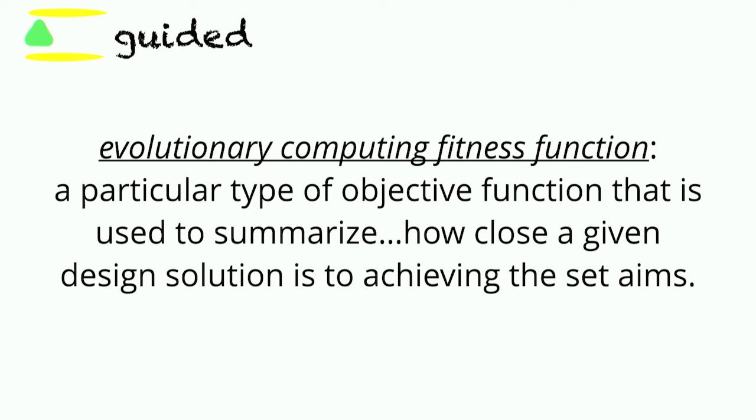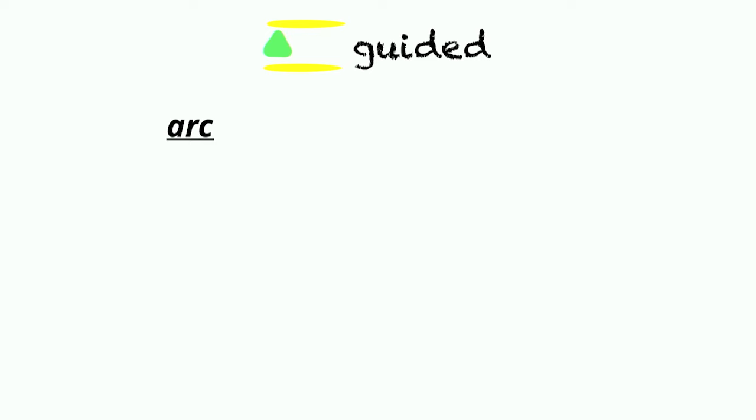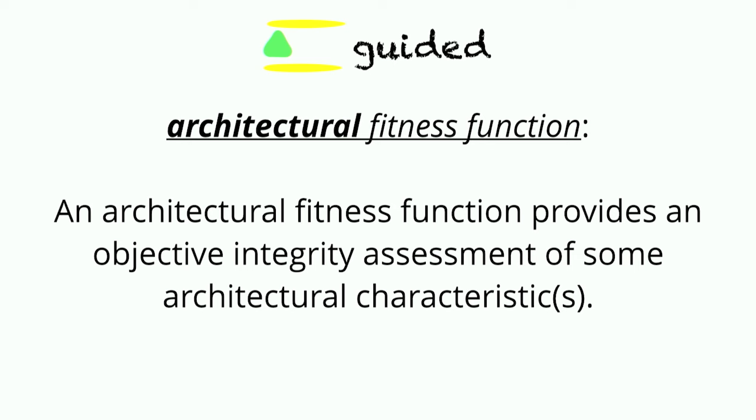We've borrowed this concept and applied it to architecture to create this idea of an architectural fitness function. This is any mechanism that provides an objective integrity assessment of some architectural characteristic or combination of architectural characteristics. And one of the things that people get caught up in is this is some giant new framework that you can download somewhere. This actually encompasses a whole lot of existing mechanisms, and I'll show you lots of examples of these things in just a second.